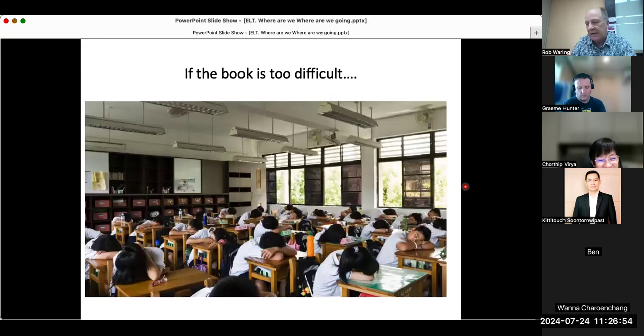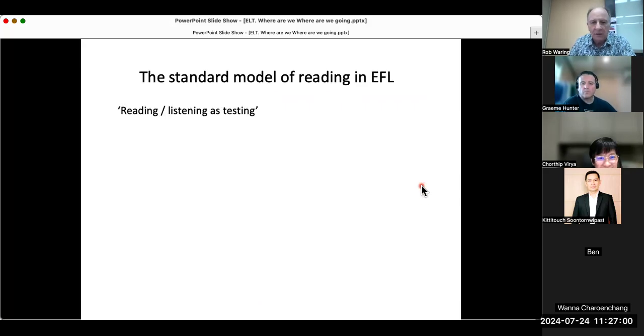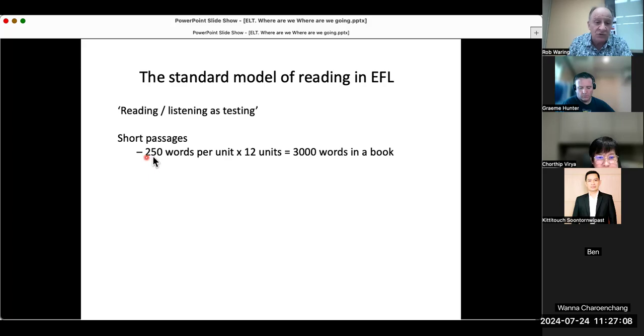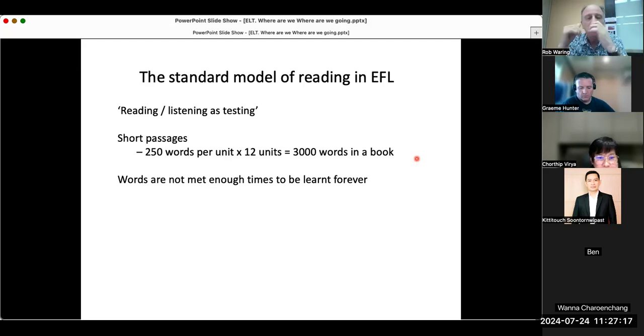If it's too difficult, clearly this is going to happen. But the way that we teach students to read is often reading or listening as testing, as we saw before in the textbooks. Short passages, 200 or 300 words. Let's say the passage is 250 words, there's 12 units. That's only 3,000 words in a book. Words are not met enough times to be learned forever. Research shows that the average word that's taught in a textbook is only met 2 times in the unit. 40% of words are met 1 time or less.